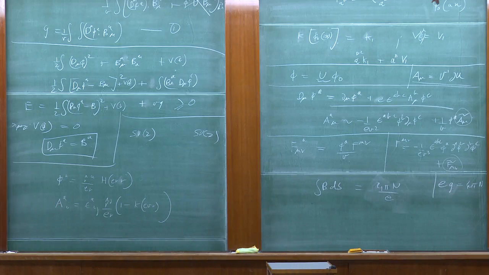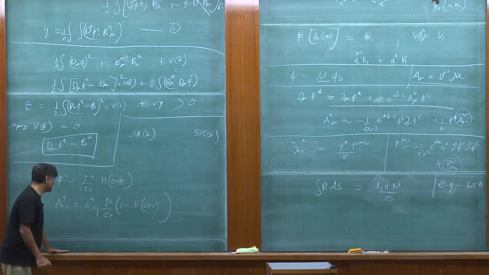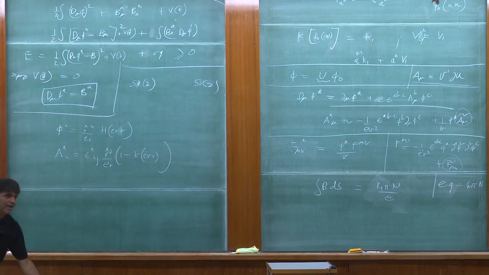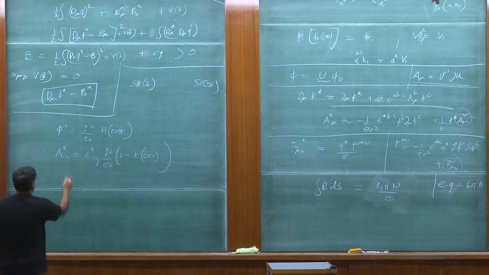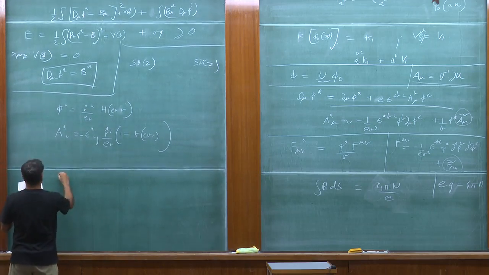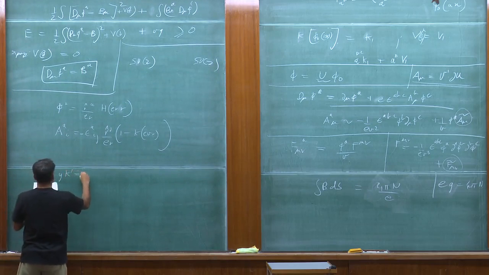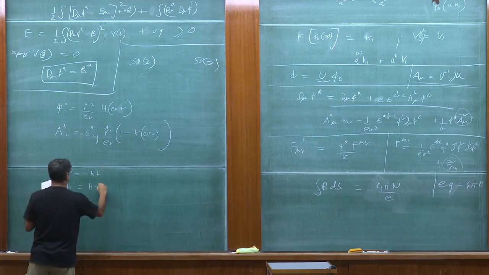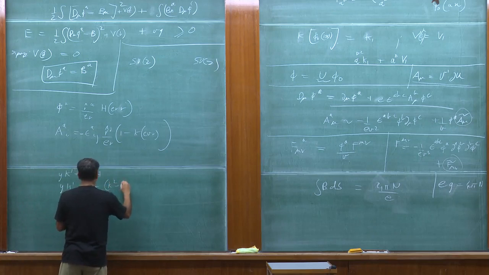Now, this is our ansatz. We take this ansatz and plug it into here, and we get some equations for these two unknown functions, H and K. It's a matter of simple algebra to do that. The equations that come out are the following: y K prime is equal to minus K H, and y H prime is equal to H minus K squared minus 1.